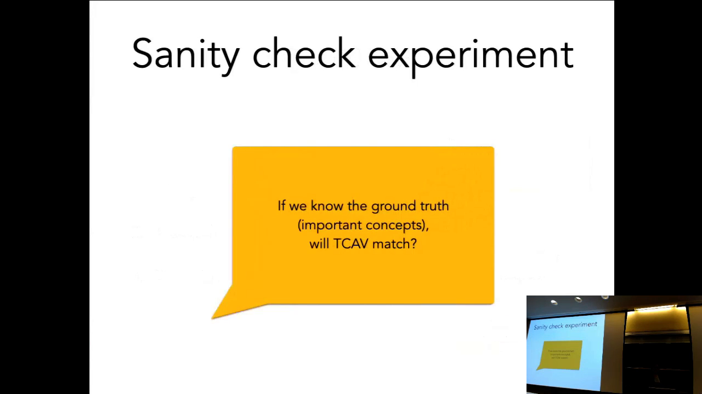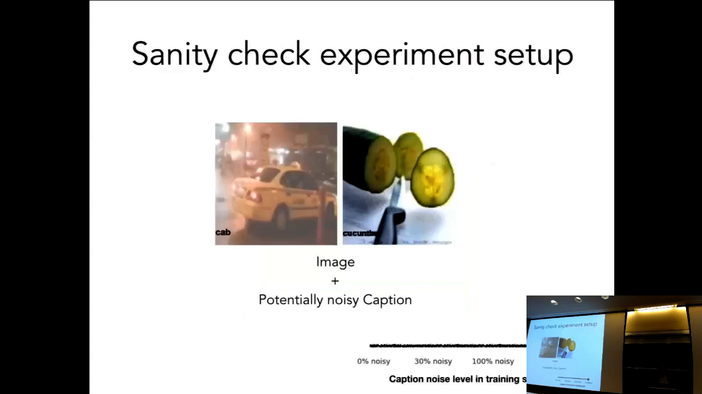So you might say, well, yeah, this is cool, but how do you make sure that TCAV actually works when you have a ground truth? How does it match? Here's a setup that we made up. We have images of 3 classes, cab, cucumber, and zebra. Then I literally went and wrote this word cab in every single image.